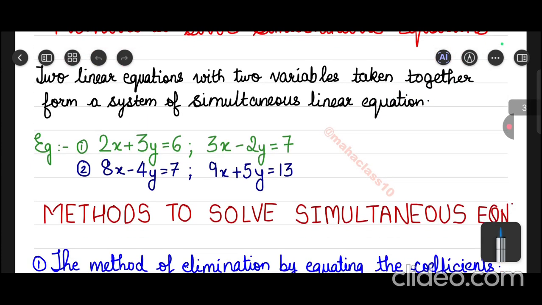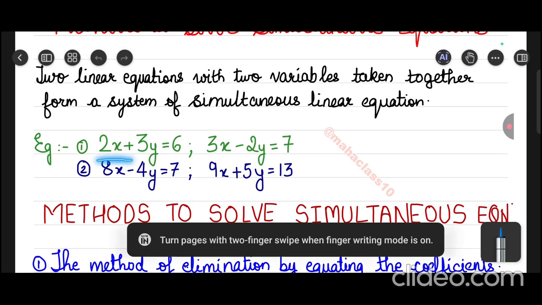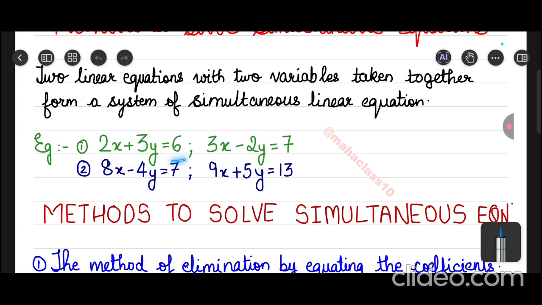For example, we have 2x plus 3y equals 6 and 3x minus 2y equals 7. So these two are linear equations. We have two variables x and y, and they form a system of simultaneous linear equations. Second example is 8x minus 4y equals 7 and 9x plus 5y equals 30. Again, these are simultaneous equations.